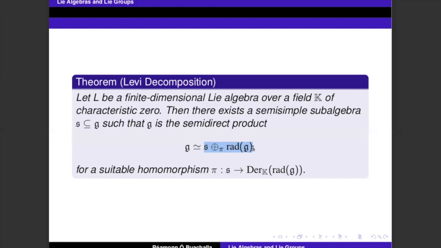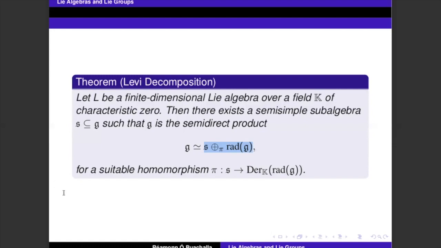Okay, that's the Levi decomposition. There's an analogous version, for example, for finite dimensional algebras in Wedderburn's theorem. So this is not something that happens in isolation in Lie theory. It's a general phenomenon in algebra, a deep phenomenon.